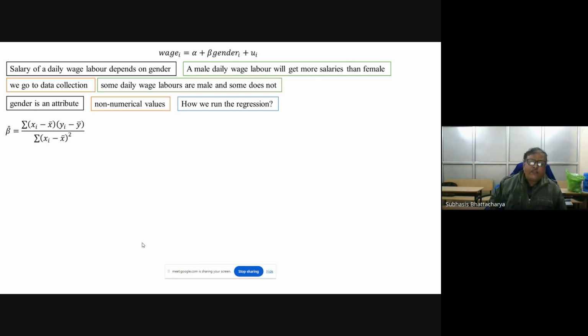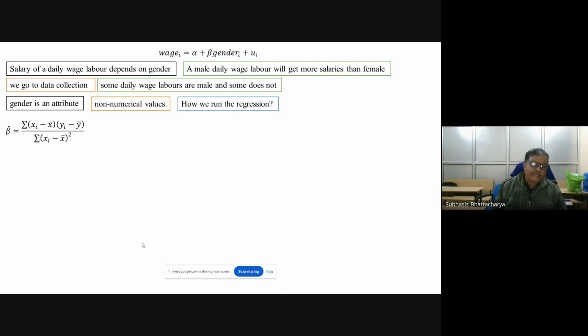If there is no software, then you have a data set on consumption, that is Y, and a data set on income, that is X. Both are numerical, so you can calculate Xi minus its mean and Yi minus its mean, and then you get beta hat. But in the relationship wage is equal to alpha plus beta gender, wages are given, so you can calculate Yi minus Y bar. But what are Xi and X bar? These are only stated as male and female, so you cannot get beta hat.